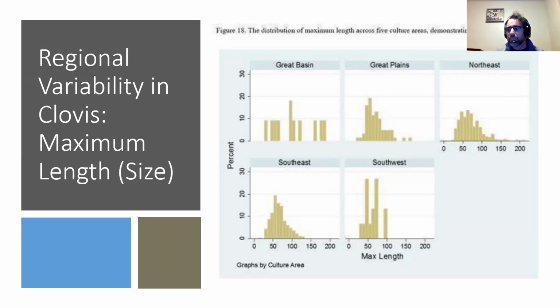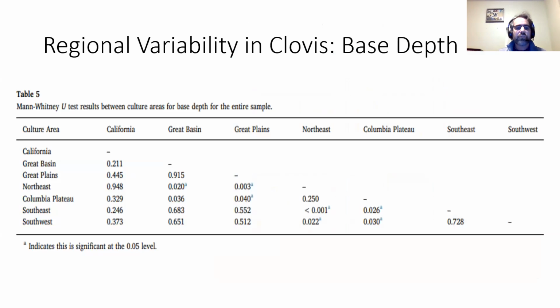So the size of the projectile points doesn't really work out, especially when you take the variability of site type out. If you look at regional variability in Clovis and home in on my favorite measurement, which is base depth, you do see a slight difference in base depth between the Northeast and everywhere else. And this indicates to me that the northeastern Clovis points, or at least the northeastern fluted points, are different.